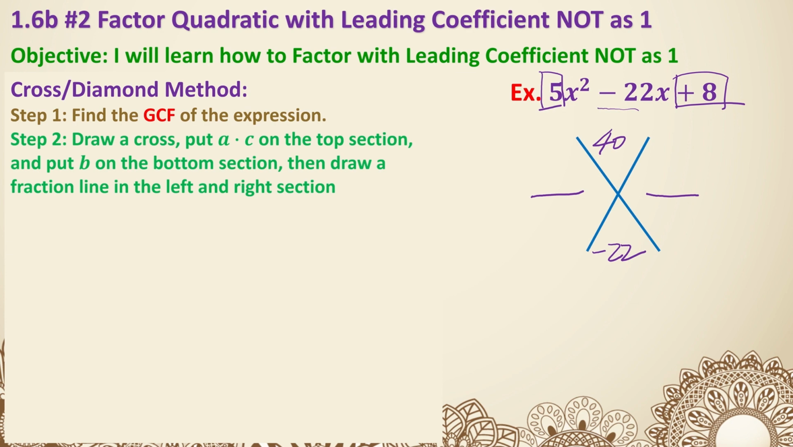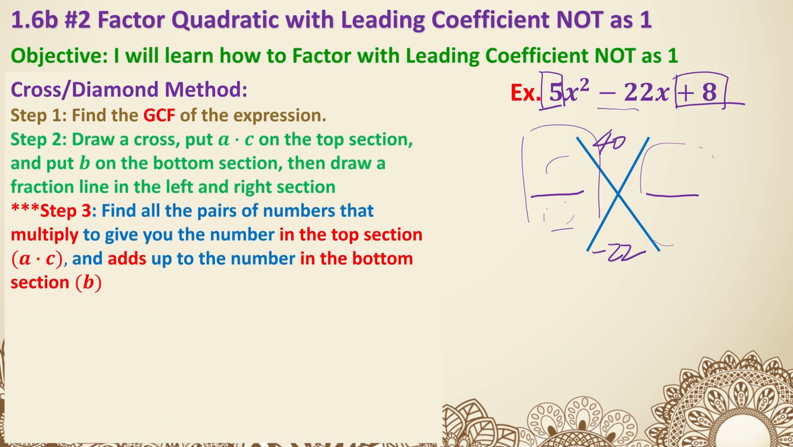The reason we're doing a fraction line is because we're trying to have something on the top and something on the bottom. And this left side actually represents the first parentheses, and the right side represents the second parentheses. So that's kind of how we separate things to start doing some calculation. Next, we're going to need to find all the pairs of numbers that multiply to give you the number in the top section. So we're going to need to find numbers that multiply to get you 40, which means we're trying to break down 40 now. Let's break it down 40 a few different ways.